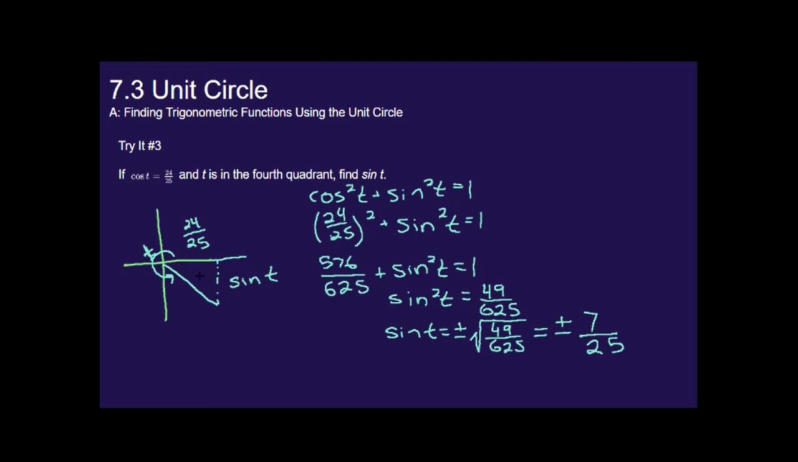Which one do we want? We're in the fourth quadrant, okay, and we're looking for sine. So sine is the y value. In the fourth quadrant, is the y value positive or negative? It's negative. So we know that the solution to this is negative 7 over 25. The positive solution is extraneous and we don't need it.